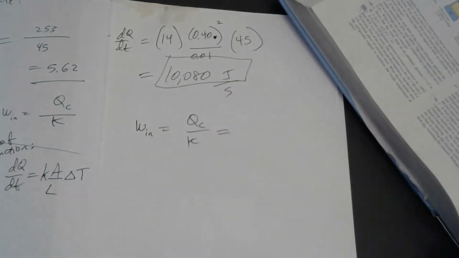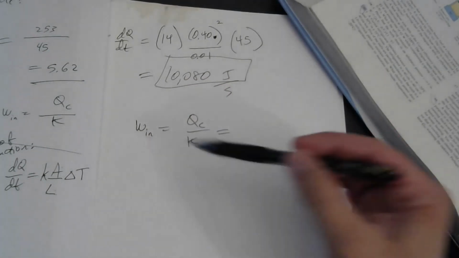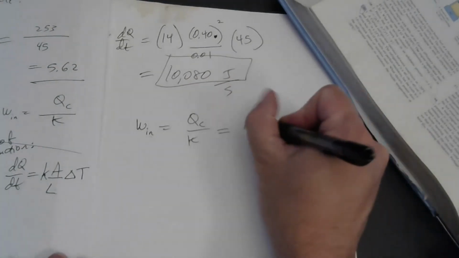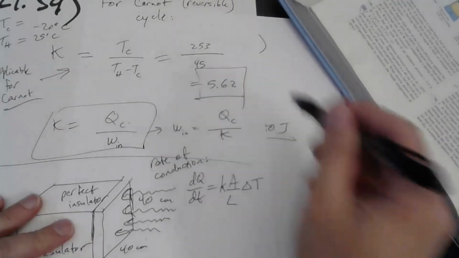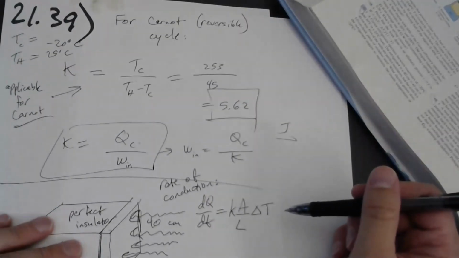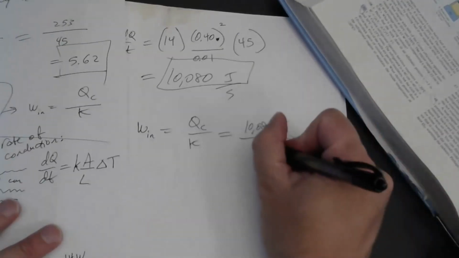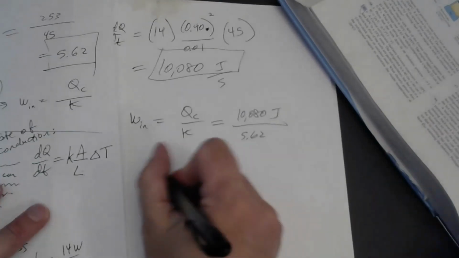And remember, I'm looking at this on a per second basis. Every second, how much heat do you have to scoop out, and how much energy consequently will you have to pay for from the power company? So take that 10,080 joules and divide it by the maximum possible coefficient of performance, which would only be achieved by a reversible engine. We already calculated that. That's the 5.62. And I believe this is where your book may have goofed up. I don't know. Doesn't matter. We're doing it right.